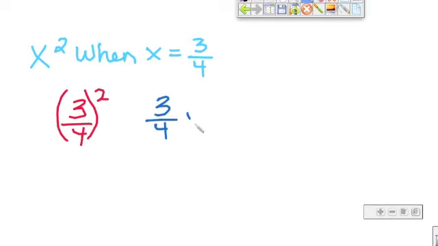3/4 times 3/4. And remember, when we are multiplying fractions, we do not need common denominators, so we just multiply straight across. So we have 3 times 3, which is going to give us 9. And 4 times 4 is going to give us 16. All right, now this is how we're going to leave it because there is not a number that can simplify this fraction. So our answer is 9/16, and that's it. All right, so you just, again, substitute in what the value is for x. If there's a power, you raise it to that power, and then you solve to simplest terms. Okay, well, I hope this helped you.